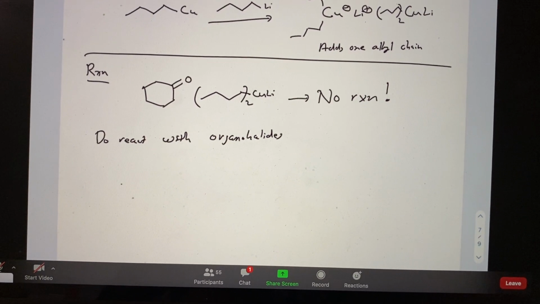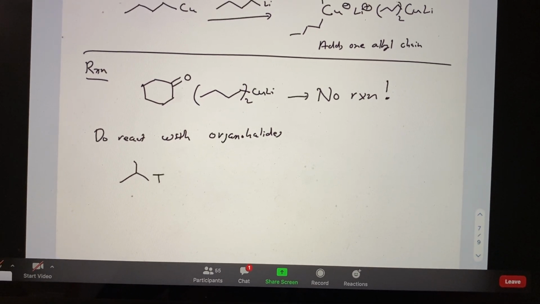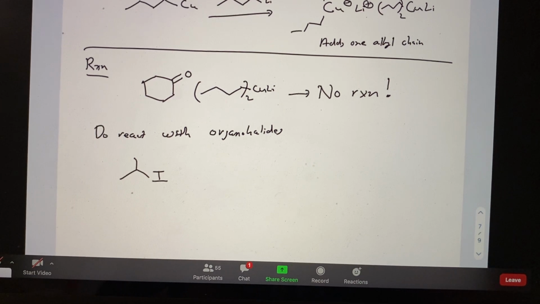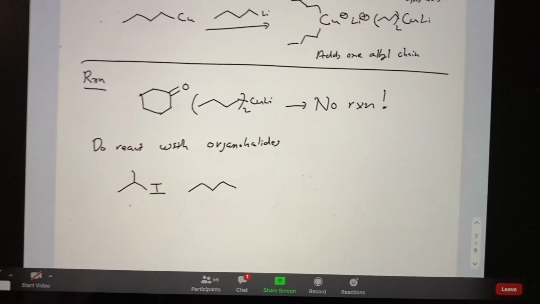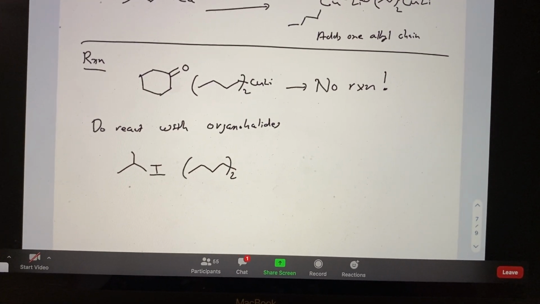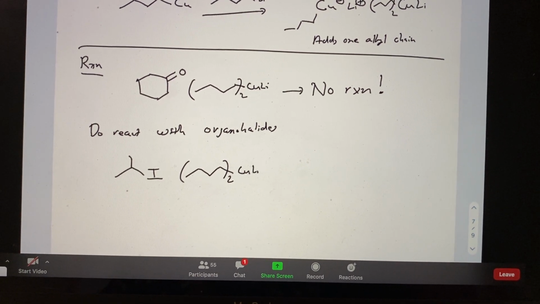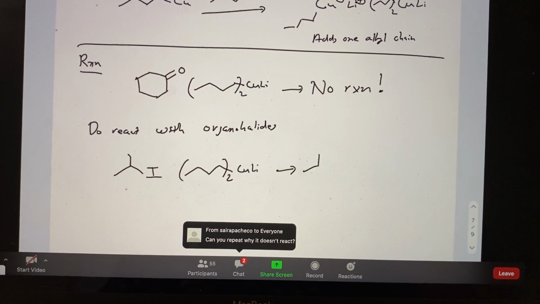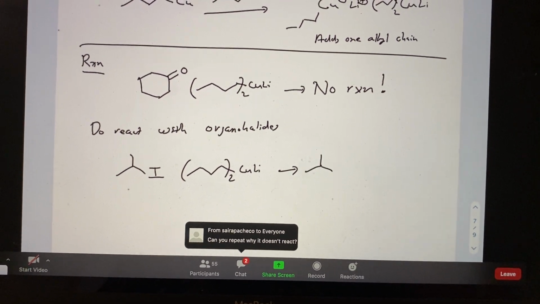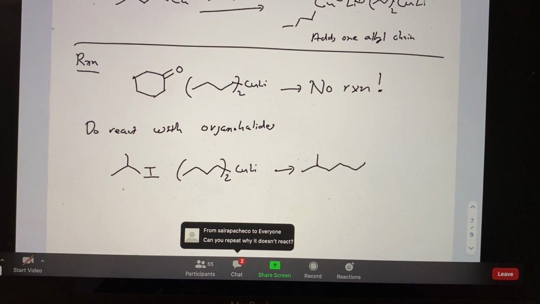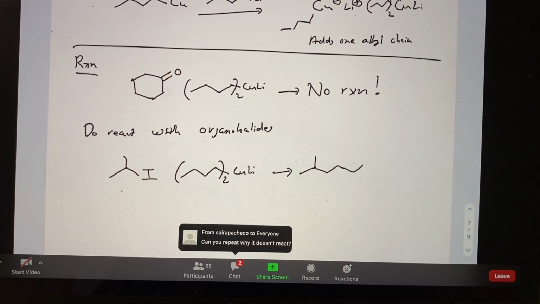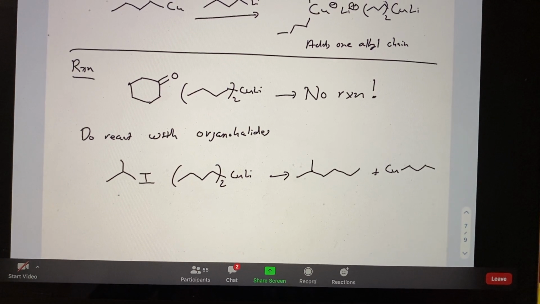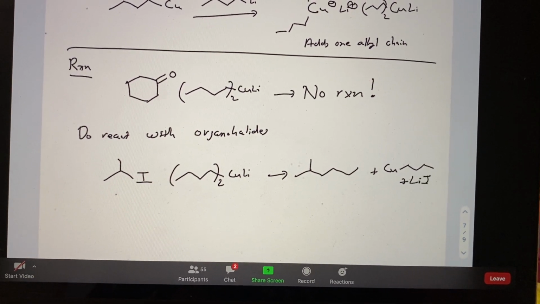So we can take something like, we haven't used iodo much, let's just take this 2-iodopropane and react this with this Gilman reagent. And what you'd find is that we're going to end up adding 4 carbons. So it's just 1, 2, 3, 4. So I've ended up adding those 4 carbons. Plus, we end up with our copper species with the 4 carbons plus lithium iodide.